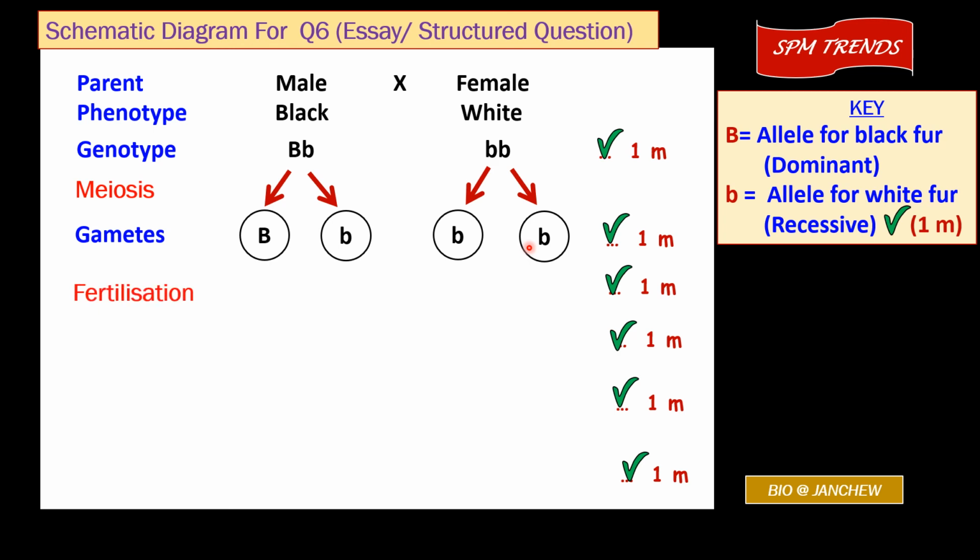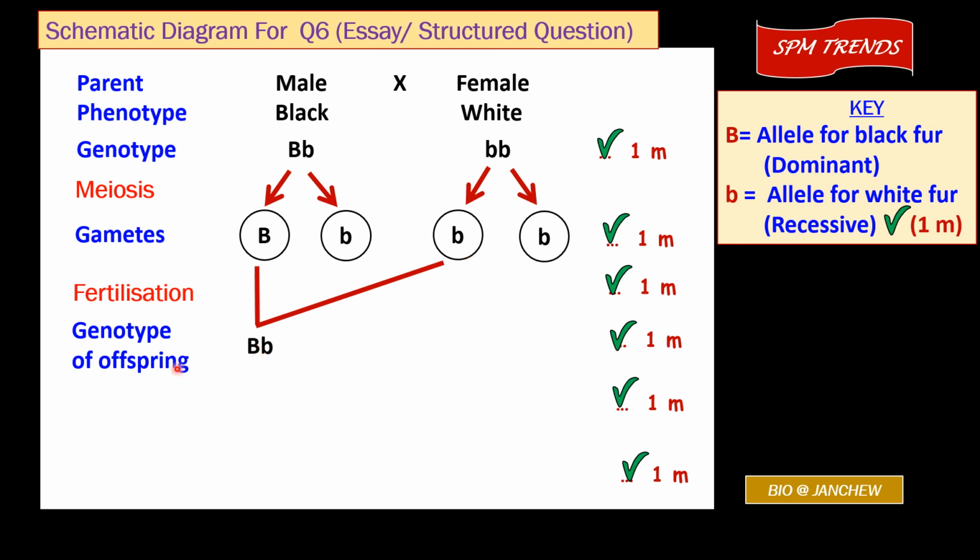Fertilization occurs after that, where gametes fuse together and form the zygote, and the zygote will develop into the offspring. So what are the genotypes of the offspring? There are 4 possibilities here. For example, the first gamete from the male rat can fuse with the first gamete from the female rat. So draw the lines, and here we see big B and small b come together in the zygote.